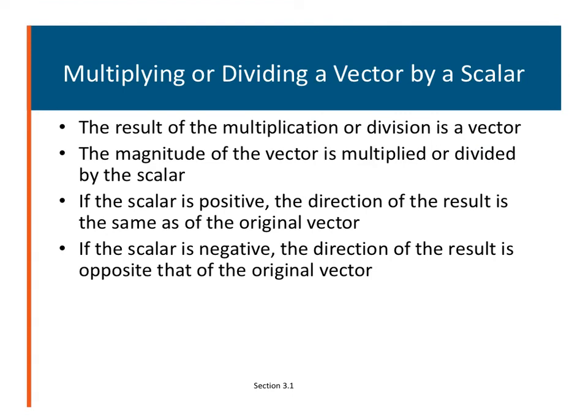As well as adding and subtracting vectors, we can multiply and divide vectors by scalar quantities. We're not going to talk about multiplying and dividing vectors themselves yet. But if we're just multiplying by a scalar, the result of this operation is going to still be a vector. We're simply multiplying or dividing the magnitude by that scalar quantity.